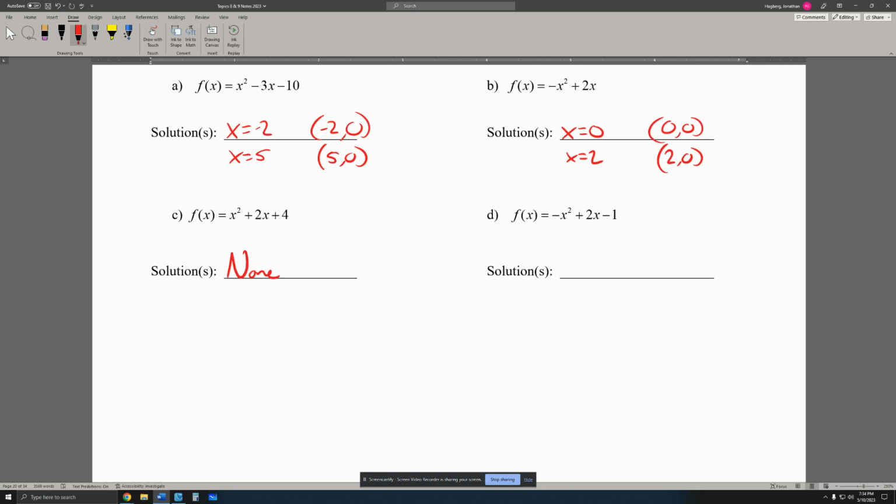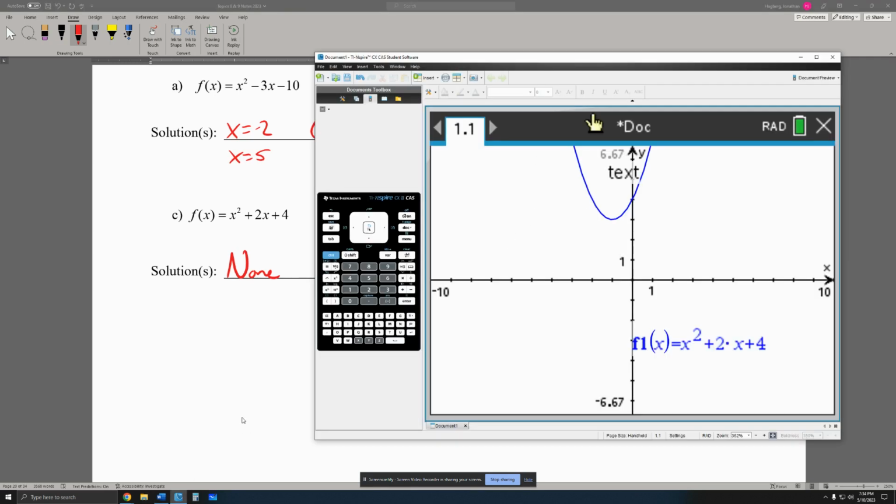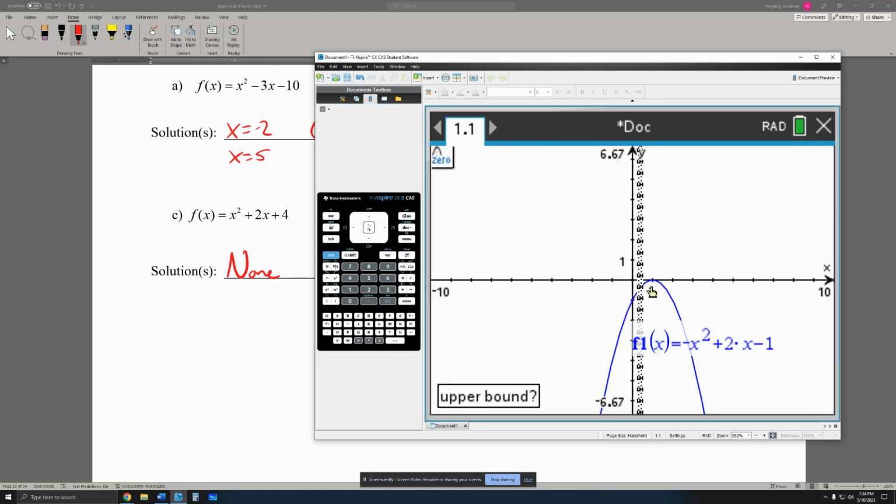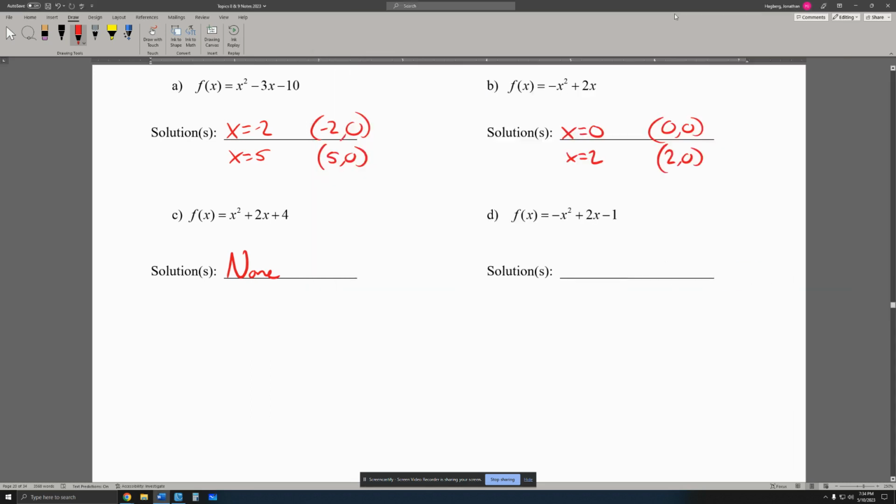And last one here, we have f of x equals -x squared plus 2x minus 1. All right, so back to our function. This actually looks pretty similar, so I'm going to go ahead and make those changes. We have a negative leading coefficient and then a -1 for the constant term. Hitting enter. It looks like we have 1, but let's go ahead and use analyze graph and 0 to find exactly what that x-intercept is, and we find that it's 1, 0. Okay, so x equals 1, we have 1, 0.